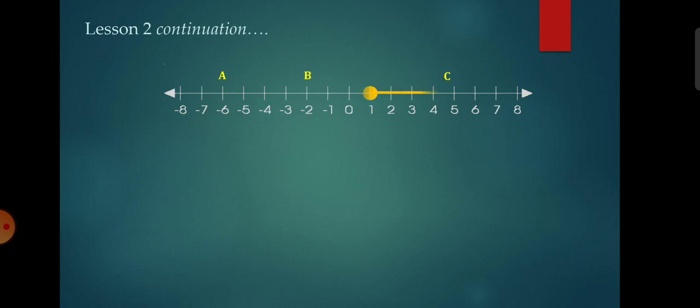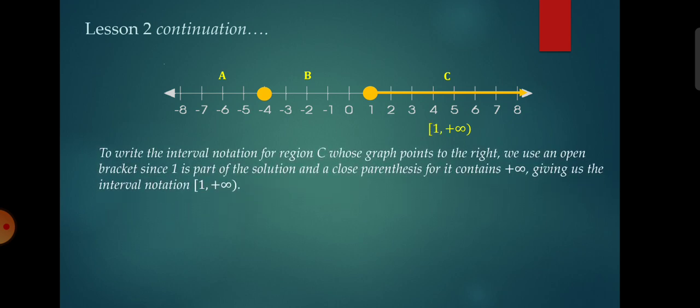To continue, the last part is when the graph is located at the region C and the graph is pointing to the right at region C, so positive integers, wherein ang value sa x is greater than or equal to 1, meaning ang pinaka first consider nga solution set niya is ang positive 1 padong sa positive infinity.